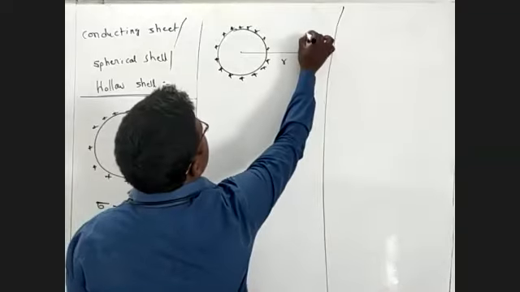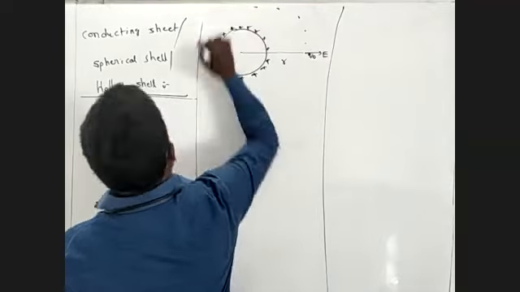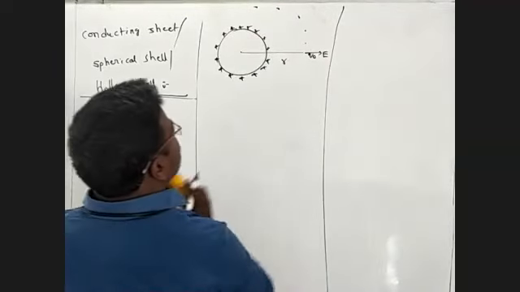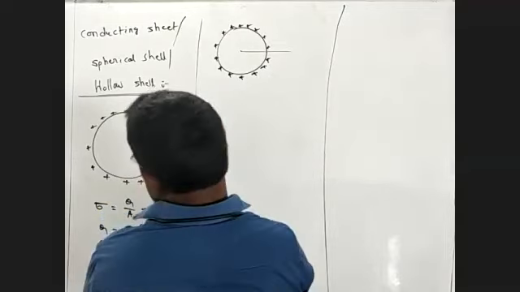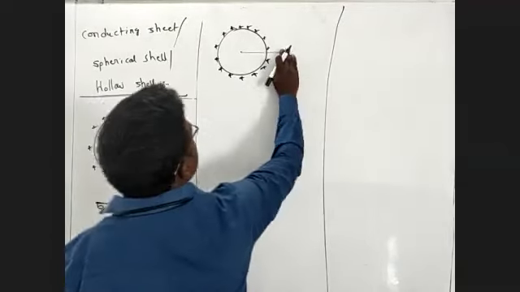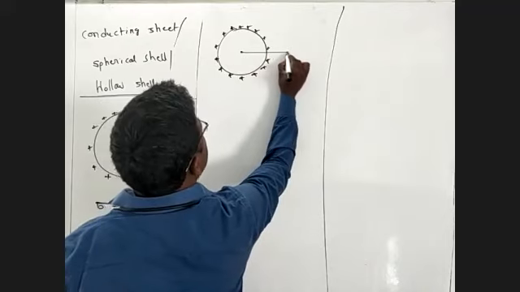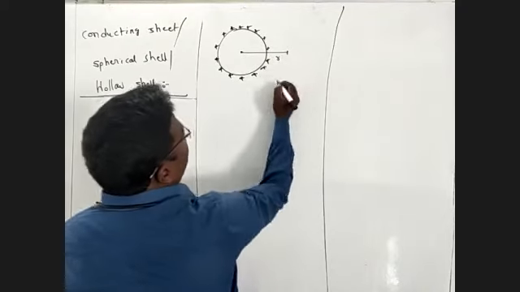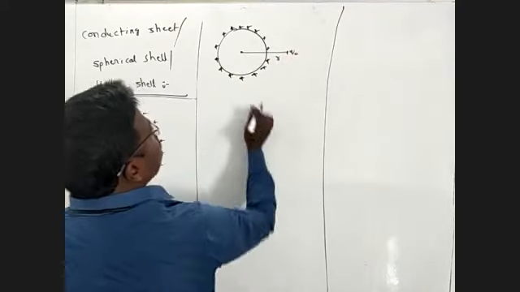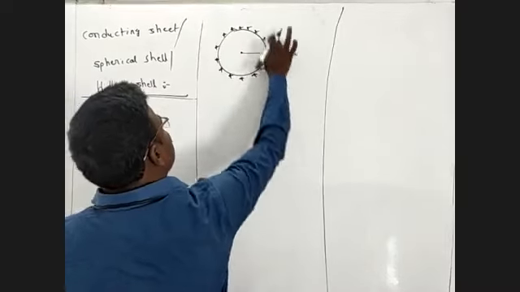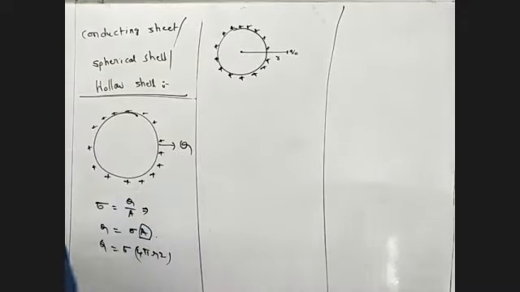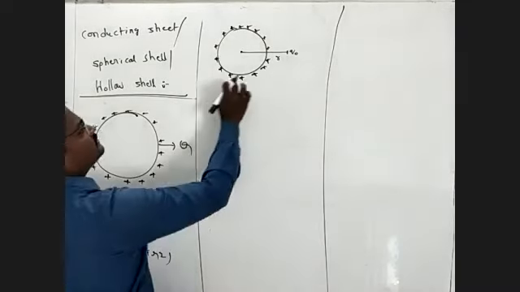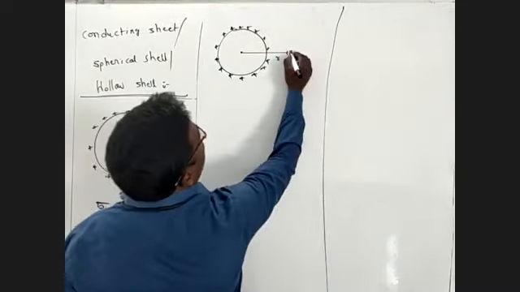At this point you take any point. This is outside. From here to here is the distance, here to here is R. I'm keeping Q0. This is a spherical shell having capital Q. This capital Q will repel Q0 in this direction.